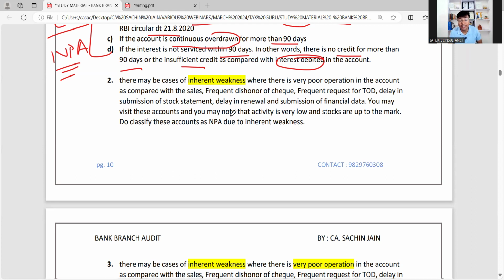But when we check the financial statement, suppose the sales is 50 crore rupees and purchase is 40 crore rupees, and when we check the debit and credit transactions, we find a very small quantum. In that case, this should be classified as poor operation of the account, and it is to be classified as NPA based on this specific situation.